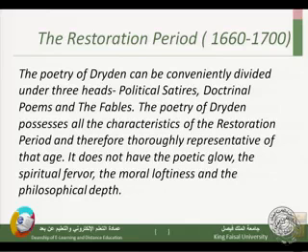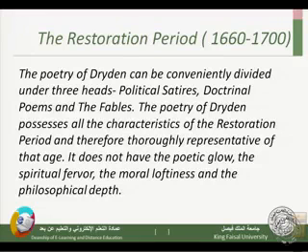Again, the second head is the doctrinal poems and the fables. These are the three heads into which the poetry of Dryden can be divided. Again, another important sentence is that the poetry of Dryden possesses all the characteristics of the Restoration period, and is therefore thoroughly representative of that age.